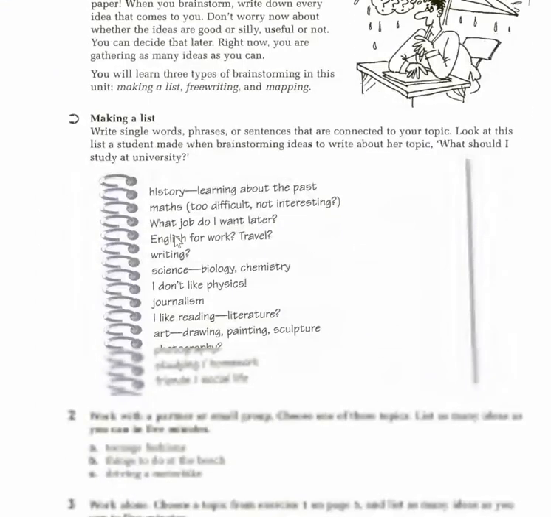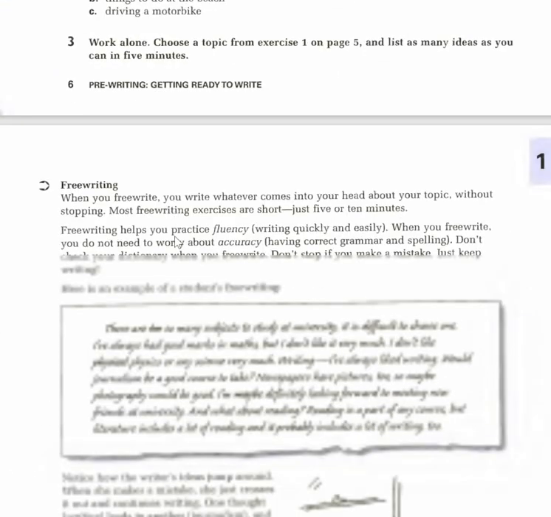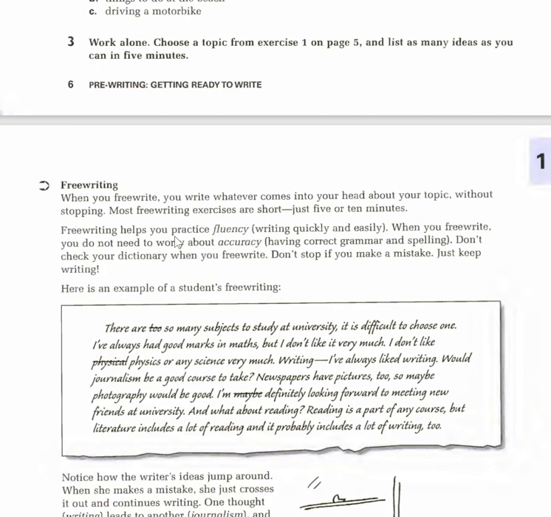The more you practice different topics, the more this will help you to be fully acquainted with the brainstorming step. So making a list was the first way, or the first type of brainstorming.